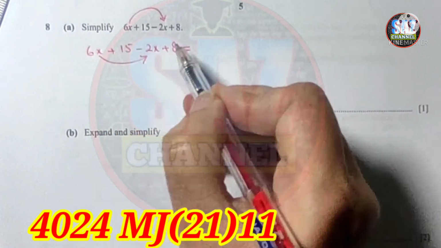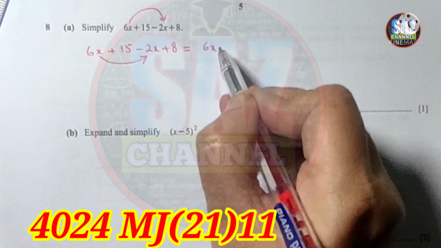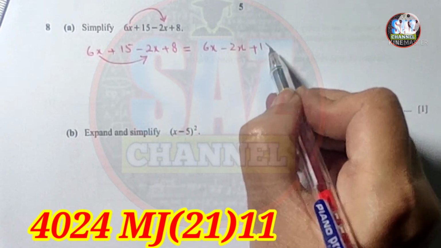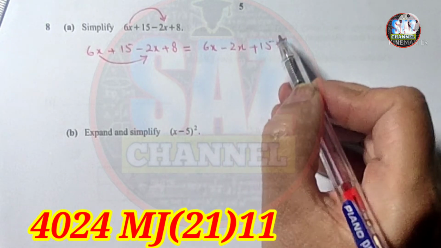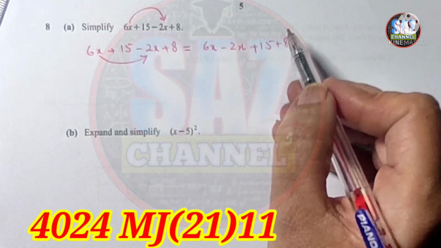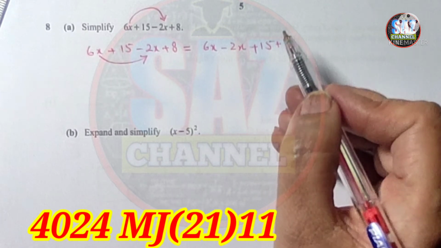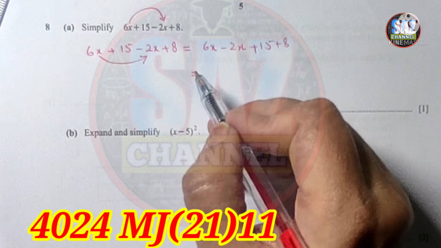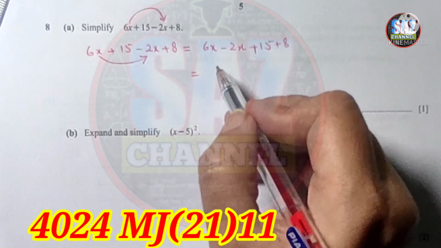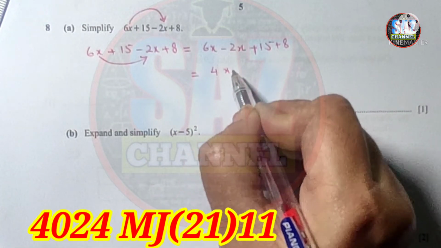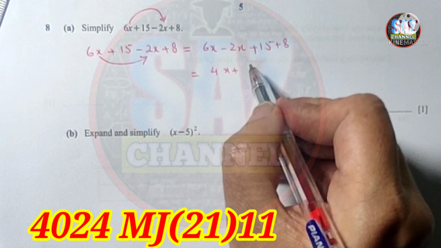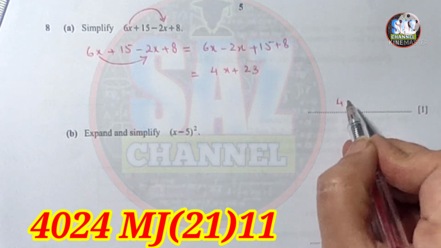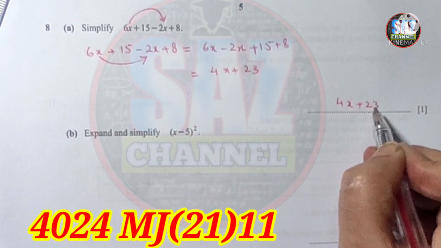Again, this is D1 chapter number 4. 6x minus 2x plus 15 plus 8, and this gives me 4x plus 23. 15 plus 5 is 20, and this is 23. So 4x plus 23. I hope you are clear about this.